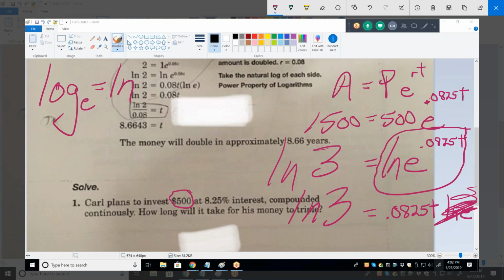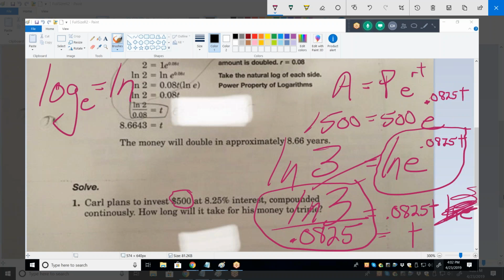And now we have an algebraic equation. And t becomes natural log of 3 divided by 0.0825. You can get that out of your calculator, and that'll tell you exactly how many years it's going to take him to triple his money, whether he started with 500 or 100. Wouldn't matter. It's always nice to make sure you have a positive number. You've done something wrong if you come up with a negative number.